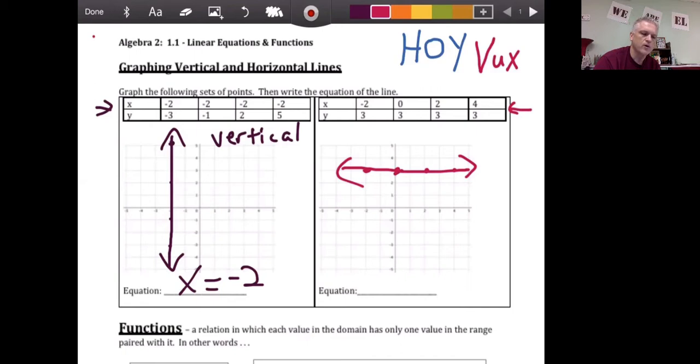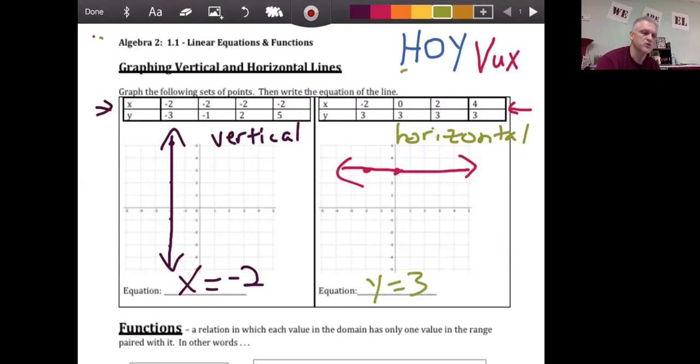Okay, and now as far as the equation of the line, hopefully some of you, if not all of you, have figured out, oh wait, this was a horizontal line. Horizontal lines have a 0 slope, and they have an equation of y equals a constant. Well, if you look at this table, you notice that the y coordinate is always 3. So your equation here is going to be y equals 3.